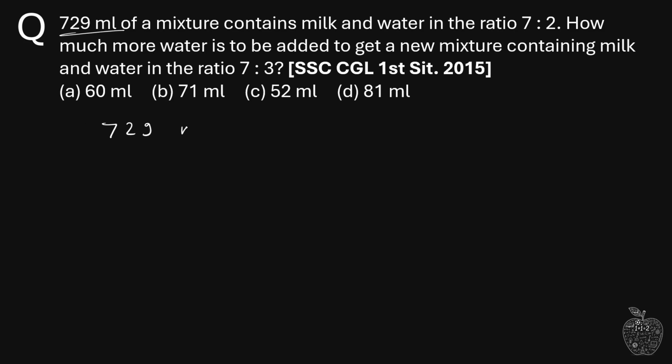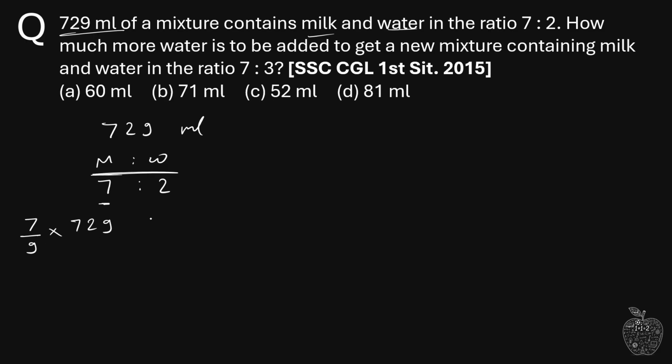So 729 ml of mixture is there, and in this 729 ml the ratio of milk to water is given to us as 7:2. So first of all, let's find out how much milk is there and how much water is there. So milk is 7 parts out of total 9 parts of this 729 ml.